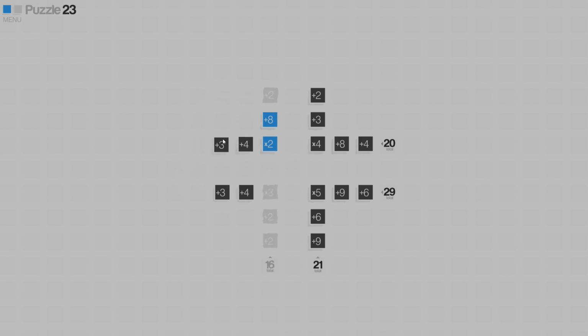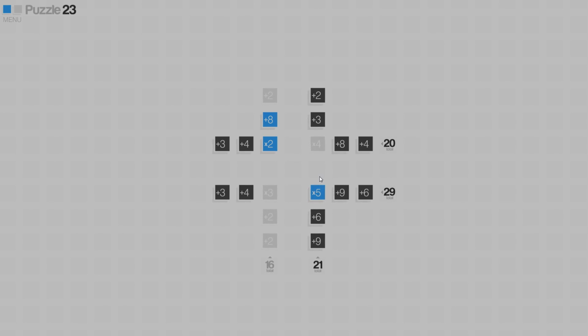And now, since we know from our original assumption that we can only have 1 multiplication tile in this row, we can already remove this times 4 tile here also, and we have to mark this one because we need 1 multiplication tile in this row and 1 multiplication tile in this column. Okay?